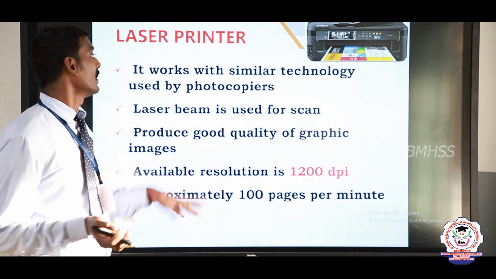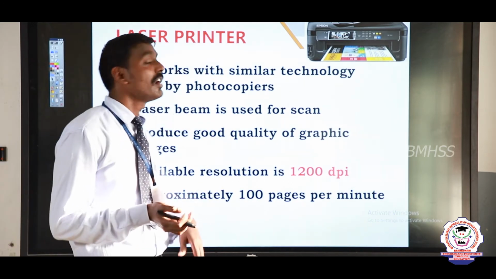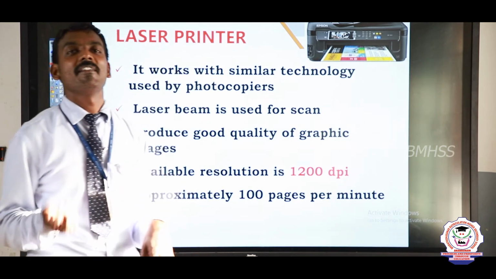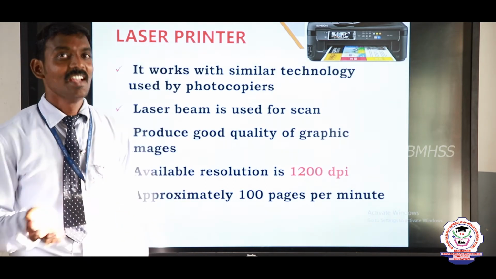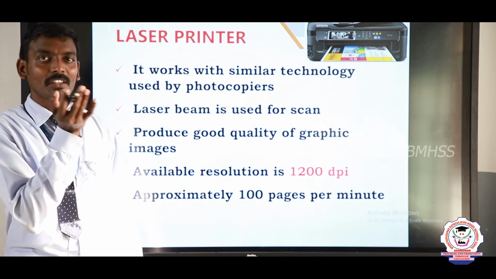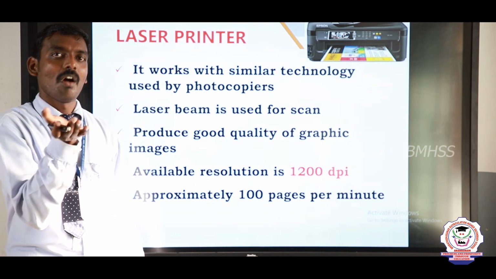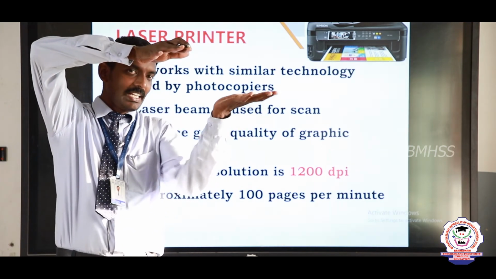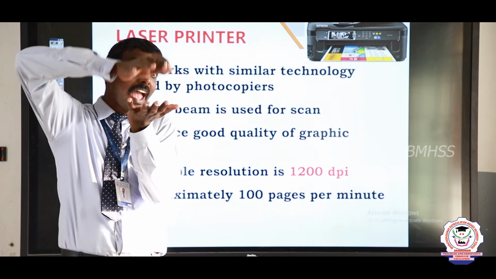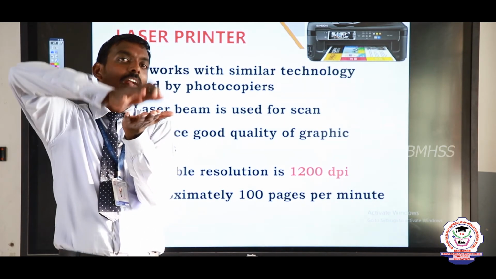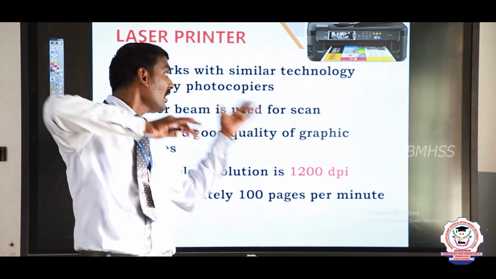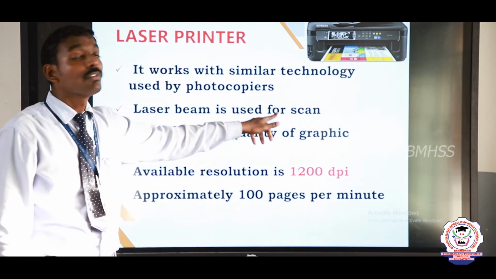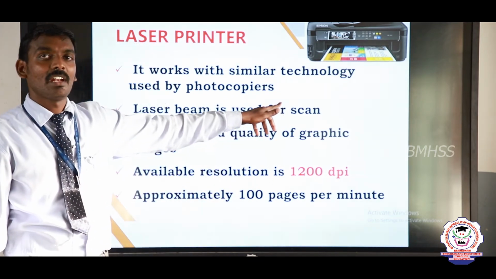Laser printer works with a technology similar to that used by a photocopier. Where do we use it? When we take a photocopy, Xerox. We place a paper, and the laser beam, the green color light, is sprayed and will scan the document and display the same. The laser beam is used for scan. Are you clear?